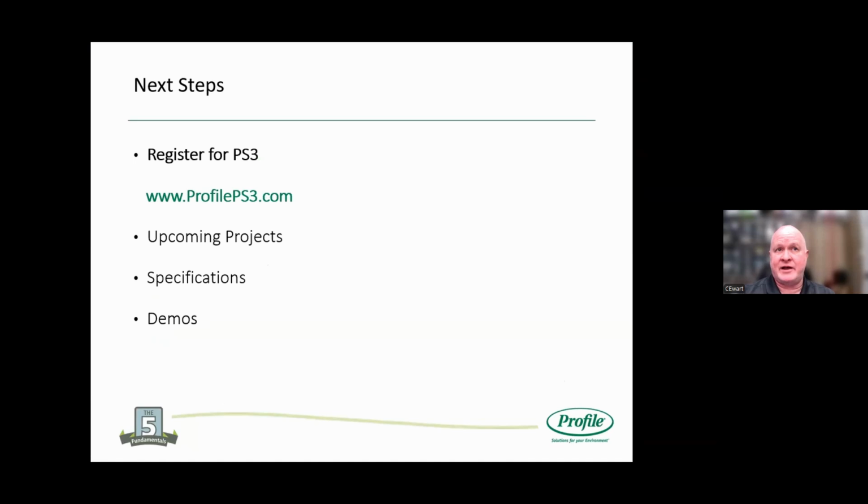So for soil testing, we have a free program called PS3. The address for it is profileps3.com. You can sign up. It's free registration, and you can go and take soil tests. You can send them in to our lab in Ohio. All you do is cover the cost of the soil sample being sent in. We can walk you through the process and give you any help that you need. But we really do this to try and make sure that more soil testing is done than we're currently seeing.